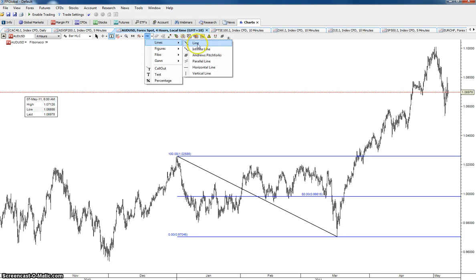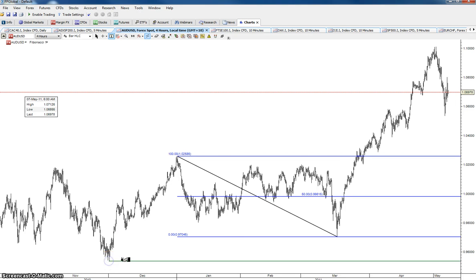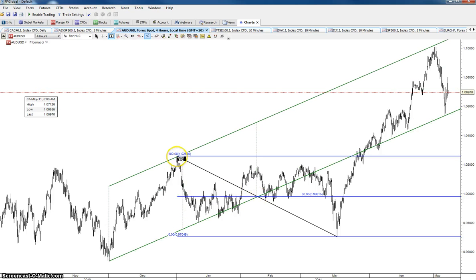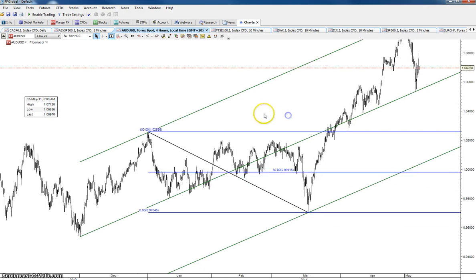So we'll grab some parallel lines, go from the low through the median point, attach the boundaries to the outside of the swing, get rid of that selection. Okay, what are we looking at here?